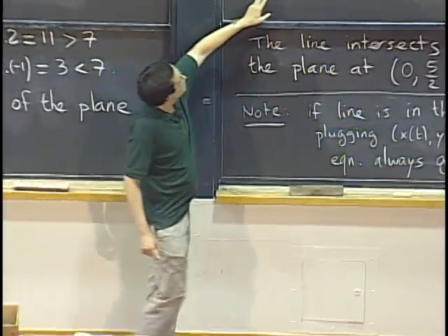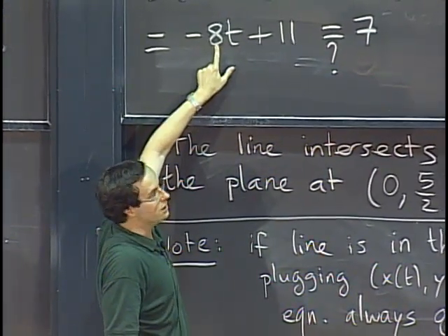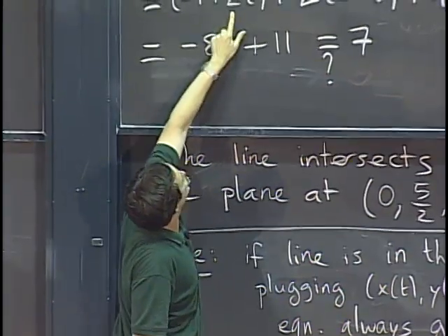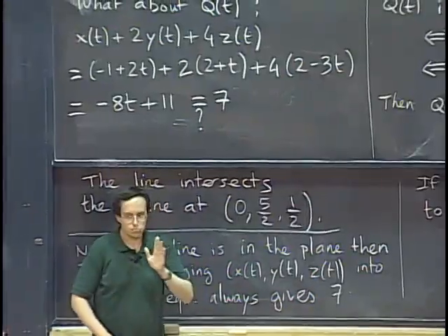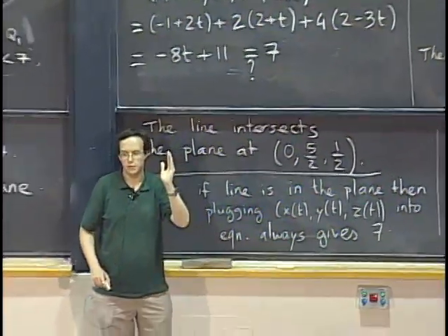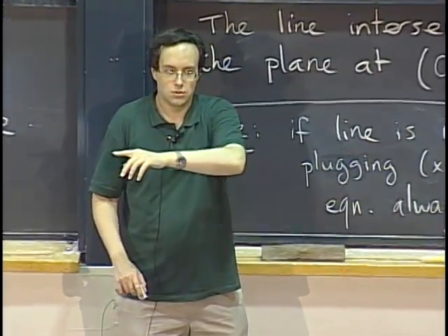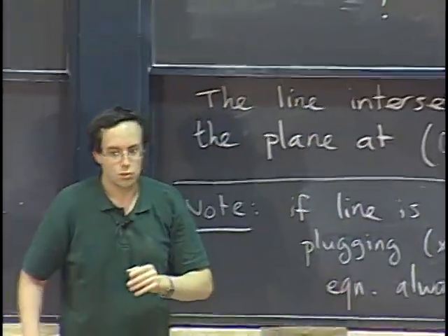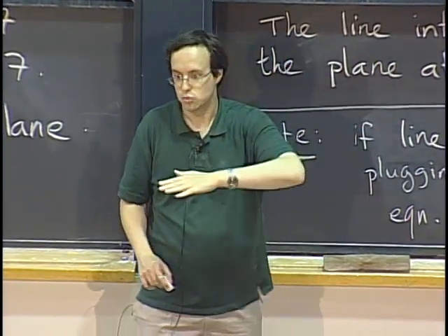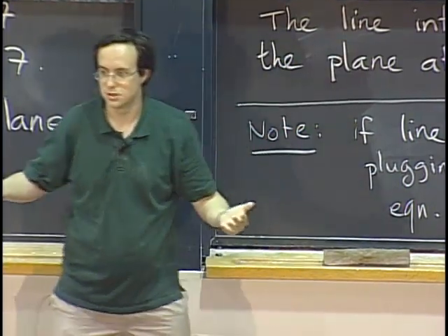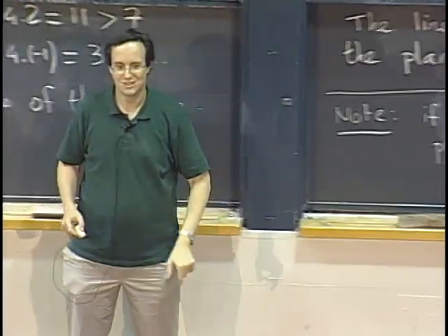If you think this through carefully, the coefficient of t that you get here is 1 times 2 plus 2 times 1 plus 4 times minus 3. It's the dot product between the normal vector of the plane and the vector along the line. So this coefficient becomes 0 exactly when the line is perpendicular to the normal vector. That means it's parallel to the plane. So everything makes sense. If you're confused about what I just said, you can ignore it.